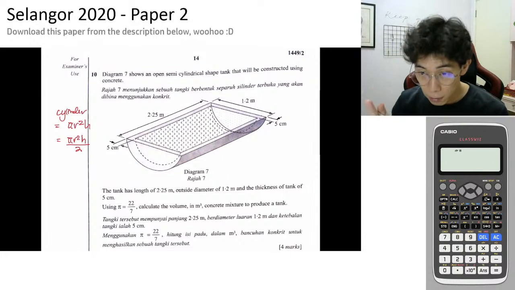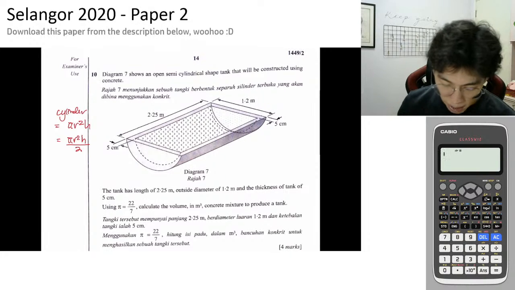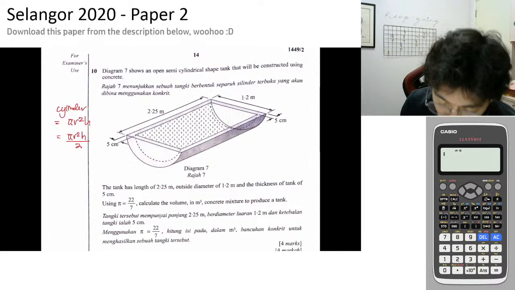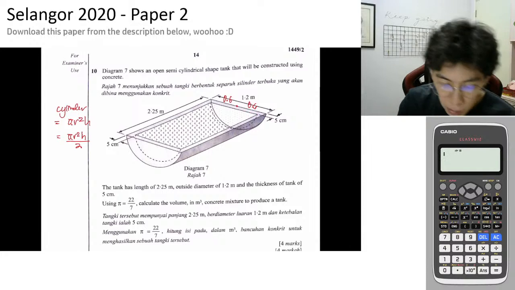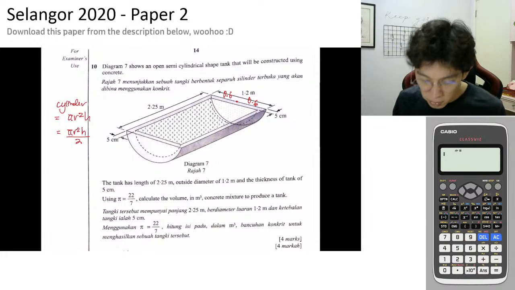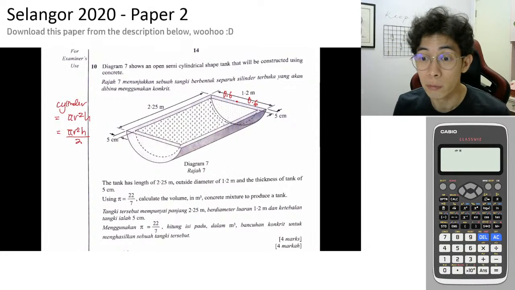So what we need is the pi, obviously given as 22 over 7 already, and your radius. Let's find out the radius. Everyone, do you notice the 1.2 gives you what? 0.6. Let me write it nicely. 0.6. As long as I get all the radius, then I will skip to the next one.